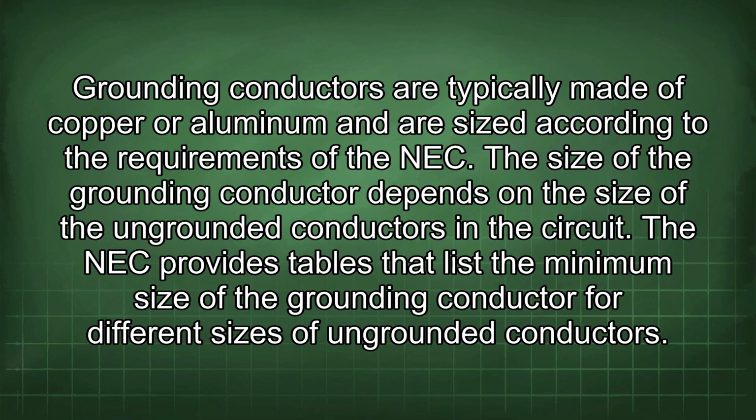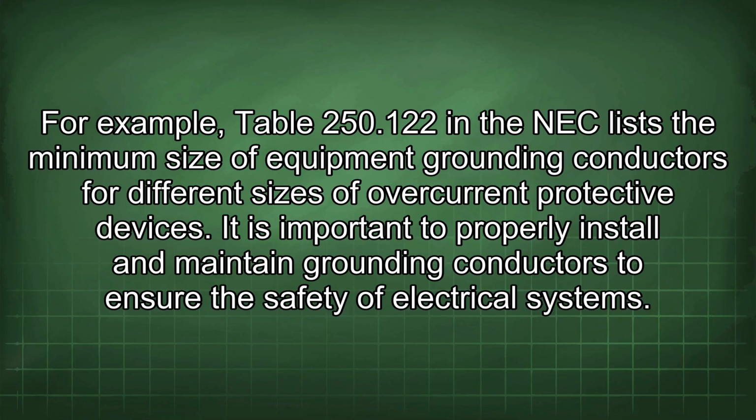The NEC provides tables that list the minimum size of the grounding conductor for different sizes of ungrounded conductors. For example, Table 250.122 in the NEC lists the minimum size of equipment grounding conductors for different sizes of overcurrent protective devices.